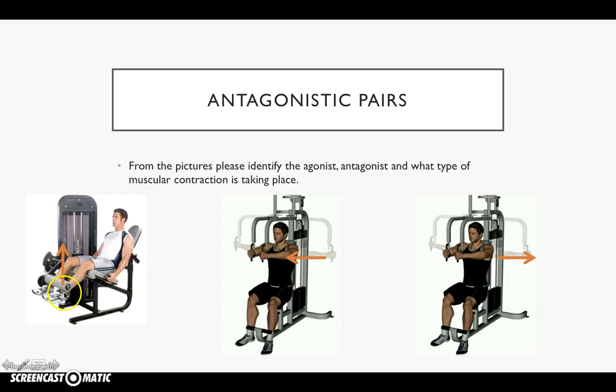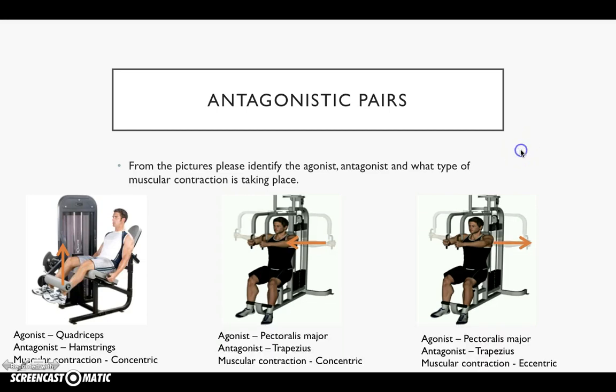So this person here is on a leg extension machine, and they are kicking up. So which muscle is the agonist, i.e. which muscle provides the movement for that to happen? Which one's the antagonist, i.e. the opposing muscle? And what type of muscular contraction is taking place? This one is going from this starting position to finishing position here. This picture is going from this position here coming out to that position. These two are quite difficult, but we'll go on to the answers in a minute, so pause that for me.